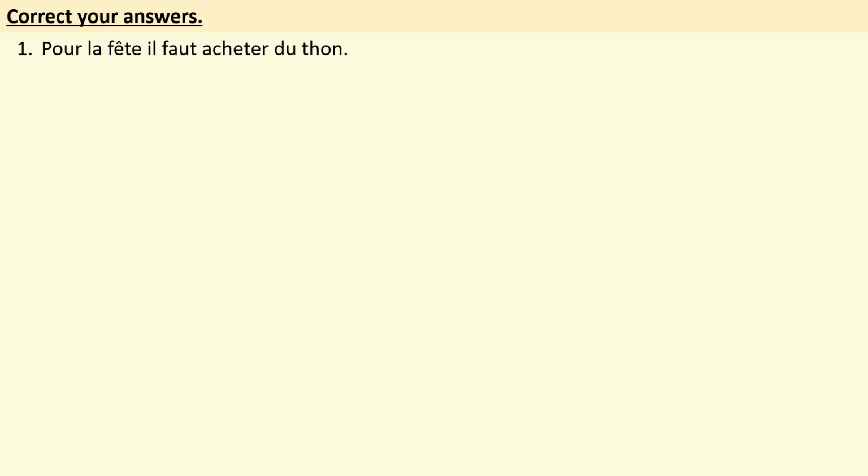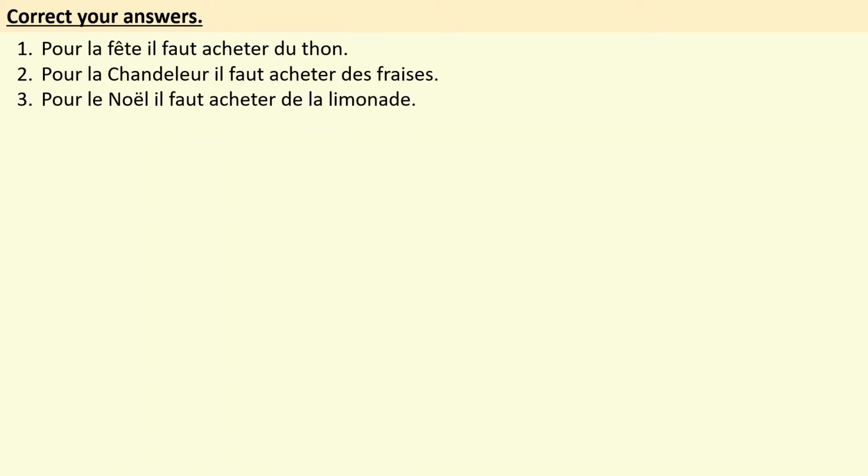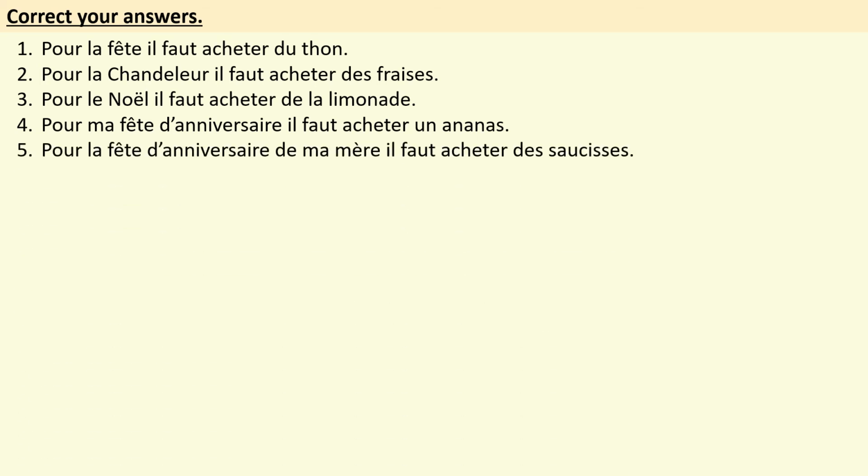1. Pour la fête, il faut acheter du thon. 2. Pour la chandeleur, il faut acheter des fraises. 3. Pour le Noël, il faut acheter de la limonade. Make sure you've got your 2 dots over the E of Noël. 4. Pour ma fête d'anniversaire, il faut acheter un ananas. Make sure you've got your circumflex accent on the first E of fête. And 5. Pour la fête d'anniversaire de ma mère, il faut acheter des saucisses. So make sure you've got your accent on fête and on mère, the grave accent going down. Well done, Year 8. Pause if you need to.